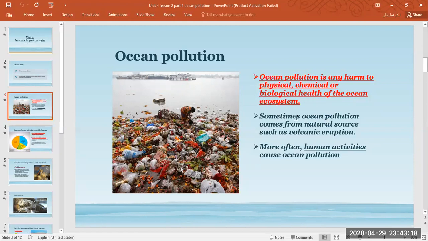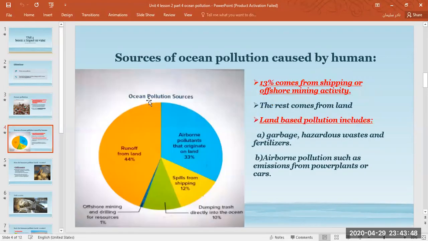Okay, sometimes ocean pollution comes from a natural source, like volcanic eruption. The substances that are erupted or released by the volcano are taken to oceans and cause what? Pollution. But mostly, more often, human activities are the main cause of ocean pollution. Let's see together the sources of ocean pollution.